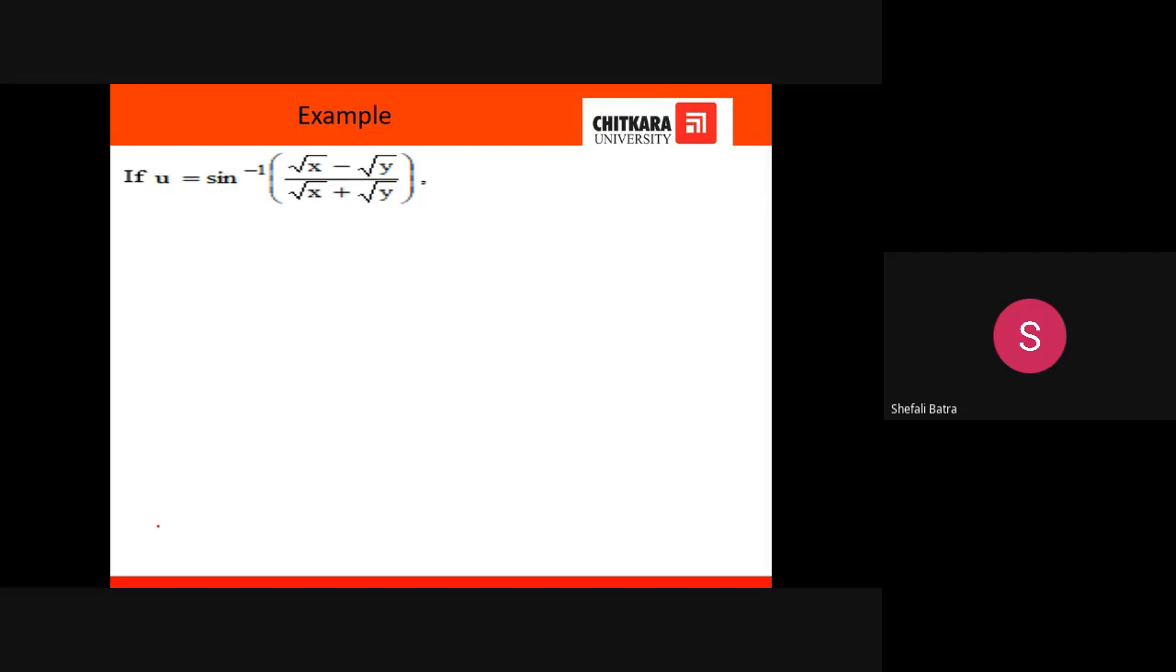Do this question, beta. If u is equal to sine inverse of under root x minus under root y upon under root x plus under root y, then find the value of x into ux plus y into uy. Now you can do this question.